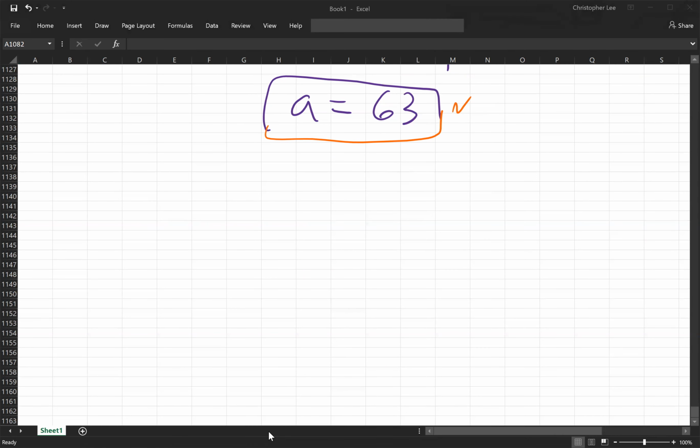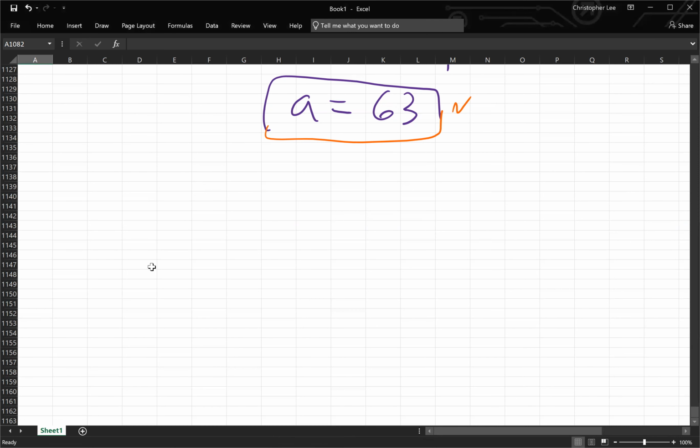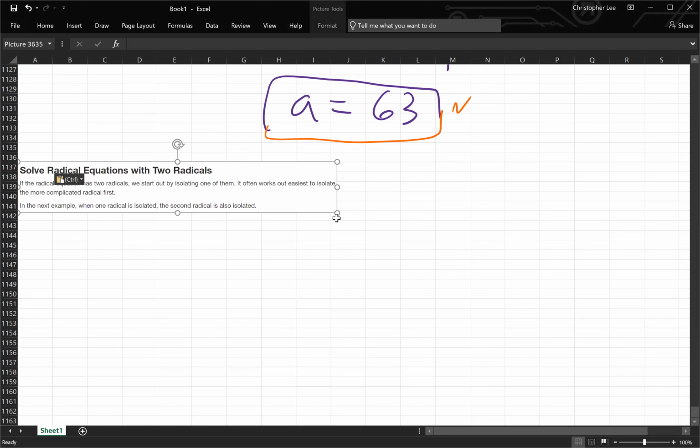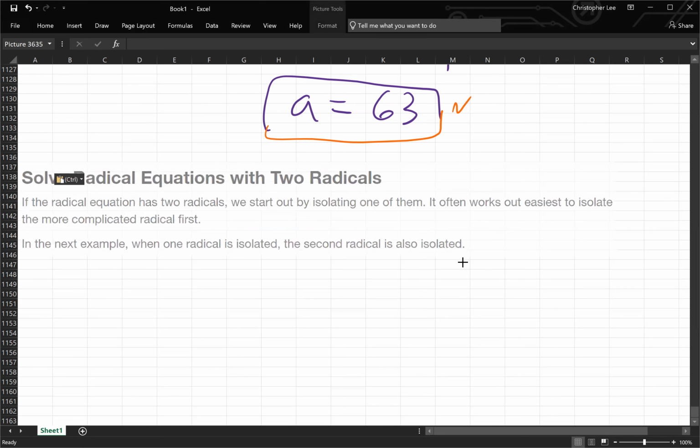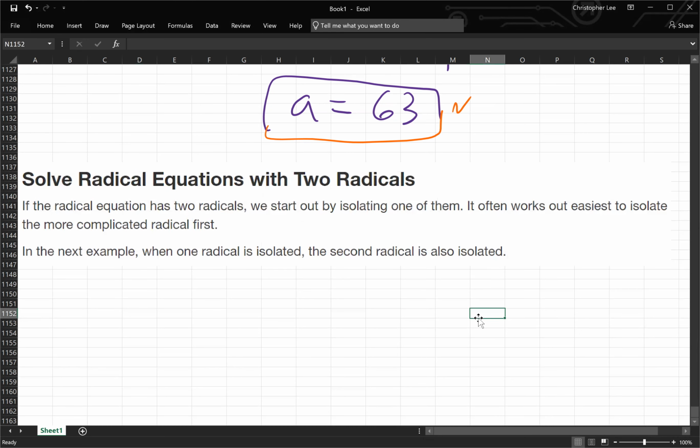All right, so let's talk about something else. This is to answer your question from earlier. So I want to solve radical equations with two radicals, all right? If the radical equation has two radicals, we start out by isolating one of them. It often works out easiest to isolate the more complicated radical first. So in the next example, when one radical is isolated, the second radical is also isolated, all right? Let's take a look.